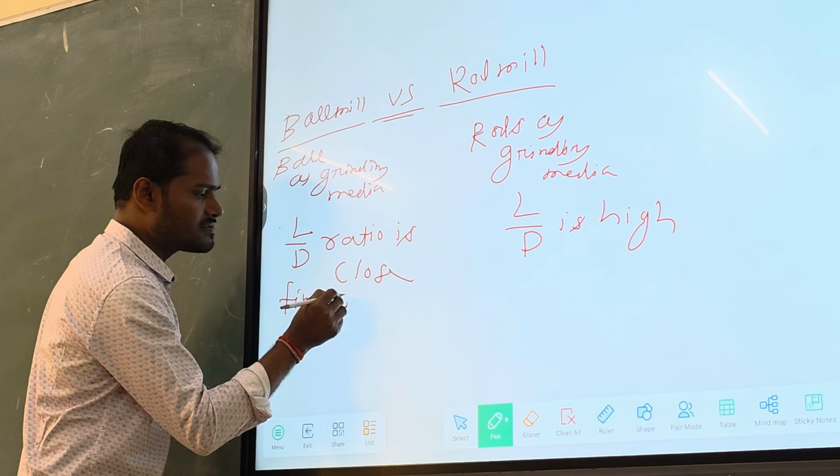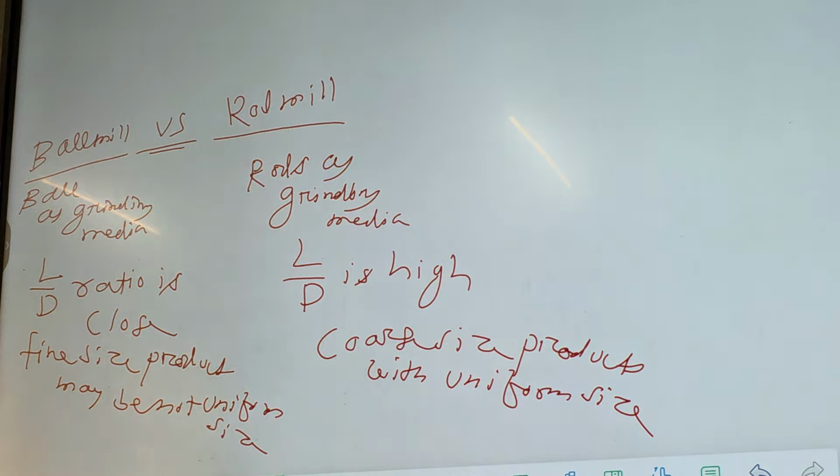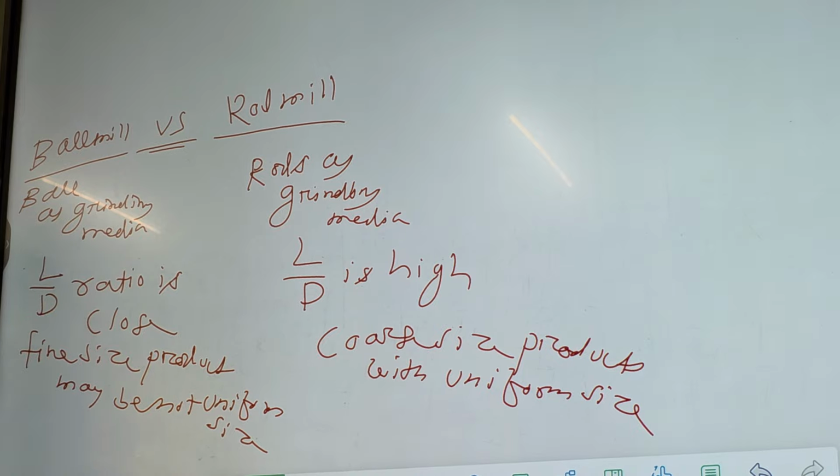Fine. If you need fine size products, you use ball mill. If you need coarse size products, you can go for rod operation. And if you remember, if the final step of your concentration process is flotation, then you prefer this mill. And if your final concentration process is gravity concentration or magnetic concentration, then we can prefer this one. So you can also write it that way. So these are the differences.